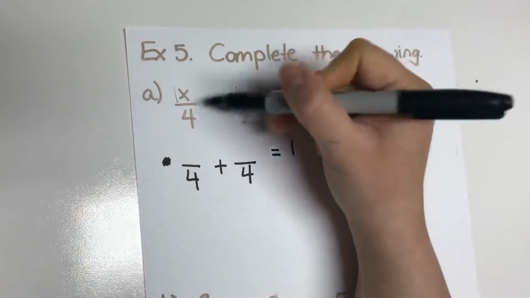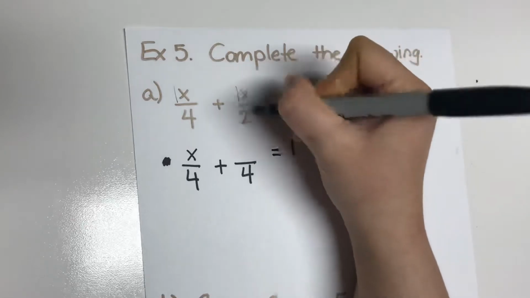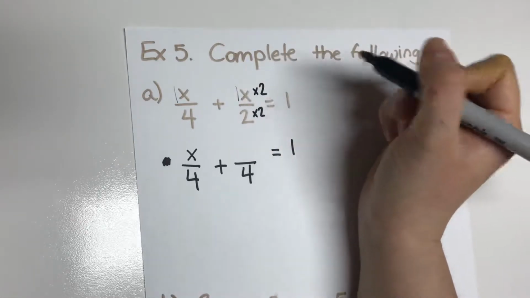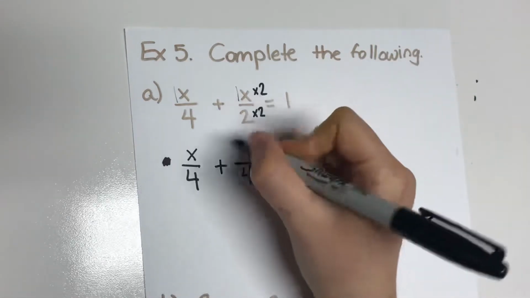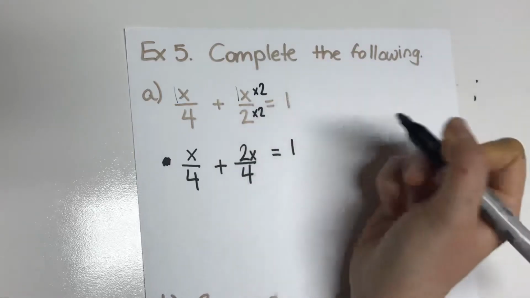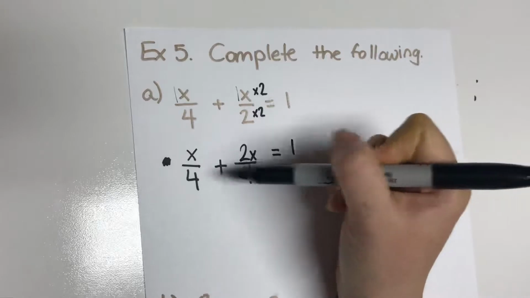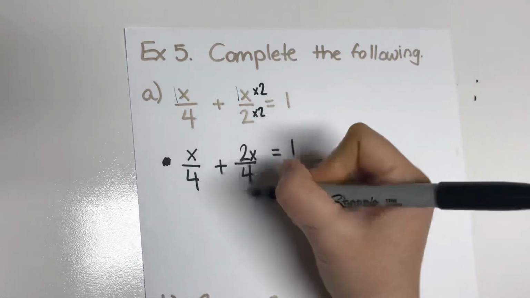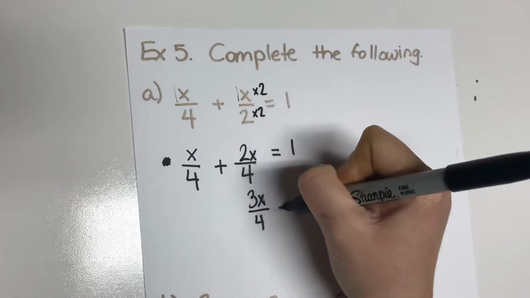This is already a 4, so this is going to stay the same. In order to make this into 4, I need to multiply it by 2. And whatever you do to the denominator, you have to do to the numerator. So 1x times 2 is going to be 2x. Now that I have a common denominator, I can add the numerators. So x plus 2x gives me 3x, and the denominator stays 4.